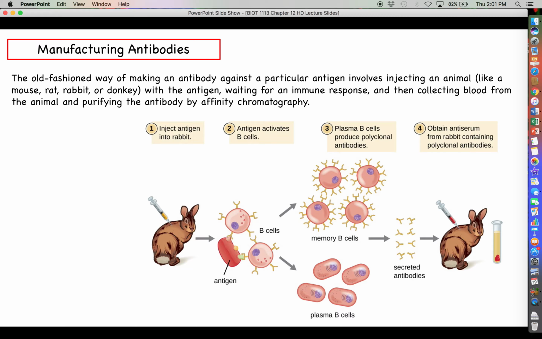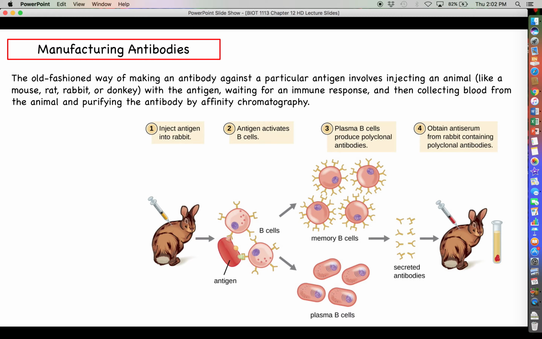So what you're going to do here is create a peptide. We talked about that in the previous video. You're going to synthesize a peptide that corresponds to the part of the protein that you're interested in, that you want your antibody to react to. And you are going to inject that peptide into an animal. The most common animals that are used for making antibodies are mice, rats, rabbits, and donkeys. Goats you could also throw into that mix as well.